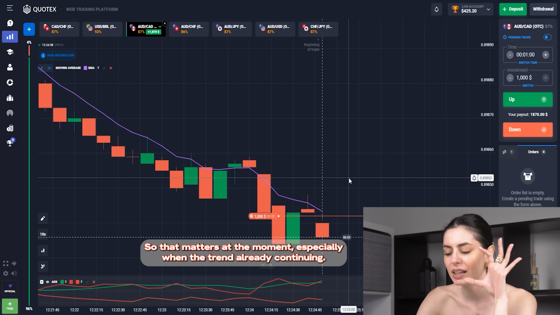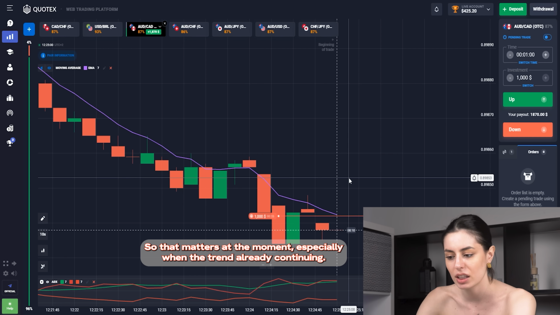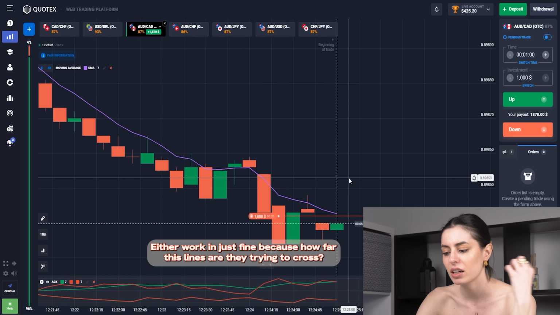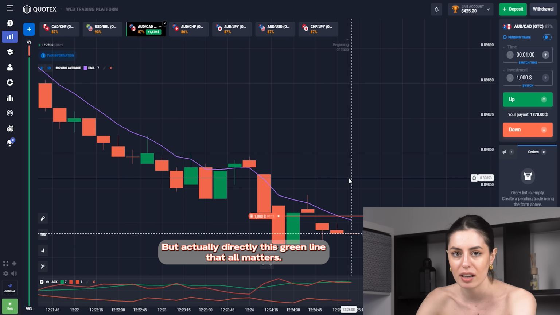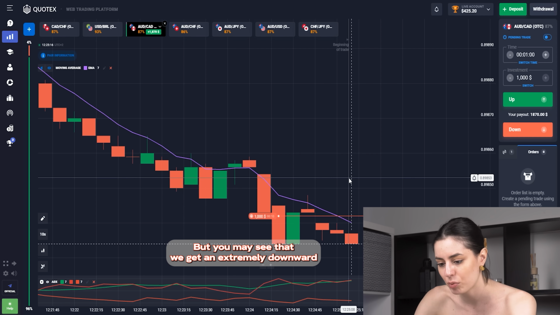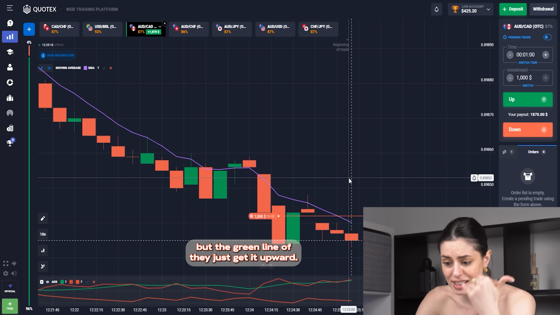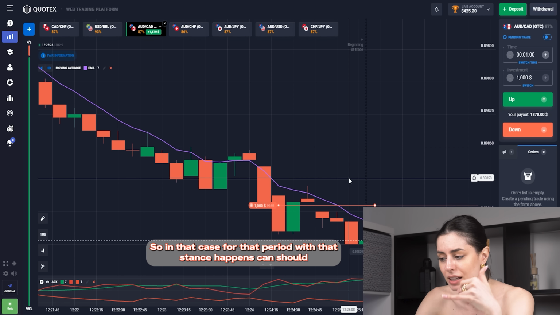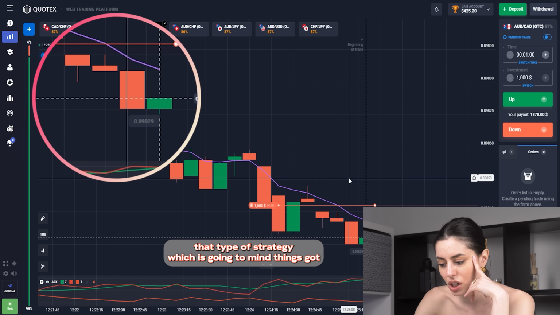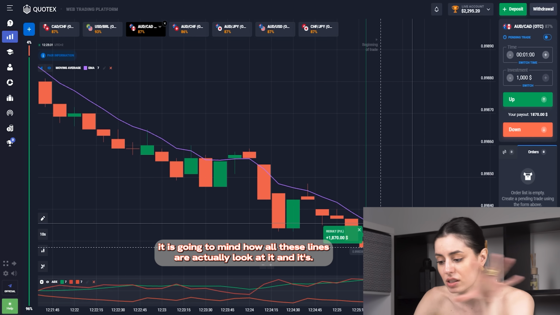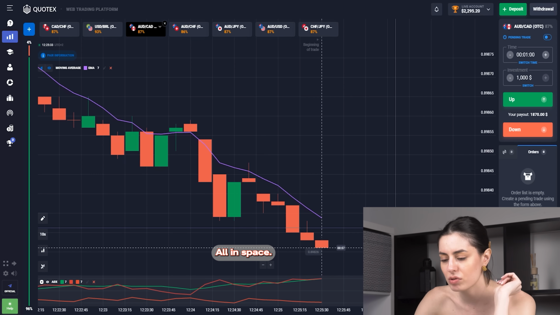So that matters. And at the moment, especially when the trend is already continuing and you want to see how long that's going to be, ADX works just fine. Because how far the lines are from trying to cross, we're actually directed by this green line, that all matters. But you may see that we are getting extremely downward, but the green line of the ADX is just getting upward. This is it. So in that case, with that period, with those 10 seconds candles, with that type of strategy, we're just going to mind how all these lines are actually located in their own space.